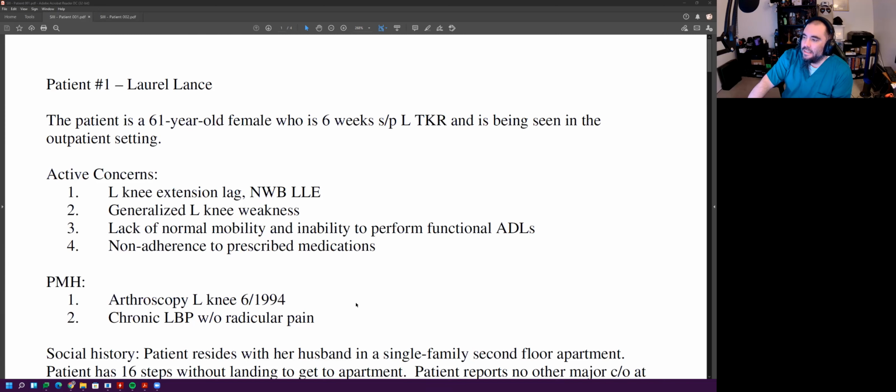So Laura Lance is a 61-year-old female. So the way we're going to work through this right now, we're going to talk through this as a group. And then on Thursday when we get together, I'm going to divide you guys up into 4 groups. And then you're going to talk amongst your group and come back and kind of present an attack plan for this patient. So we're going to hit kind of the high level today and then kind of hit the micro level on Thursday. So patient is 61-year-old who is status post, left total knee replacement being seen in the outpatient setting.